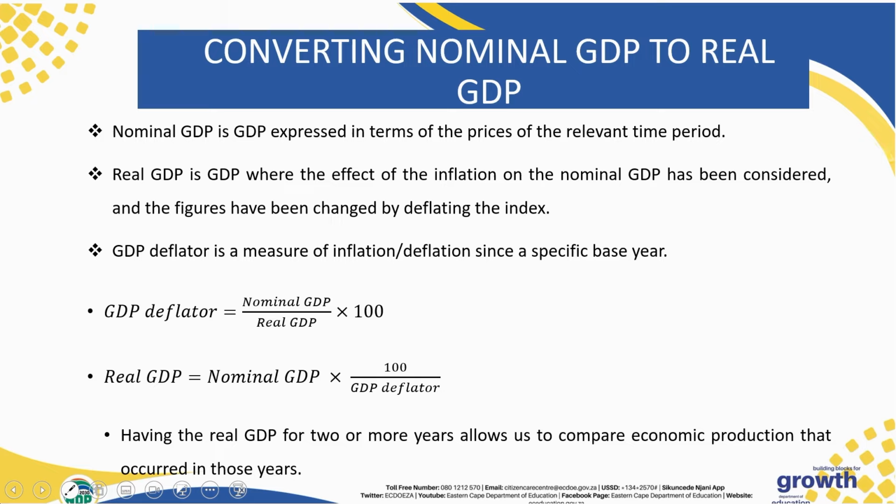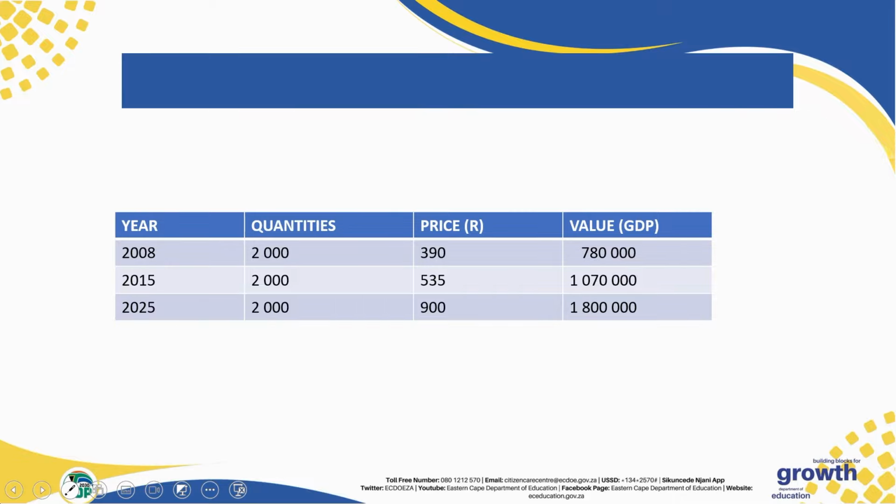Having the real GDP for 2 years is very important because it allows us to compare the economic production of a country. If the economic production is increasing or decreasing, it requires us to have these particular concepts. Now here we are having a worked example. This is a scenario whereby we are trying to show the differences between the nominal and the real GDP of a country.